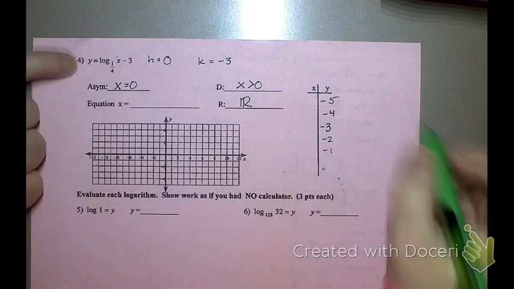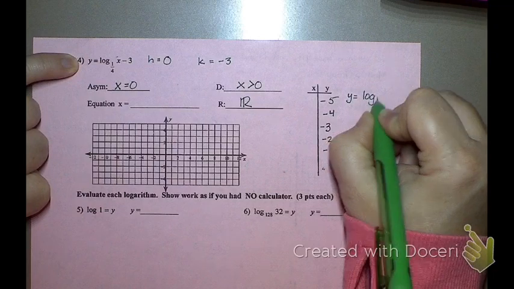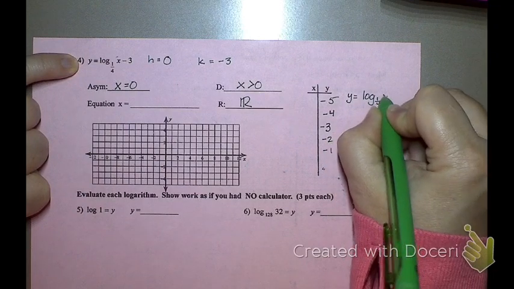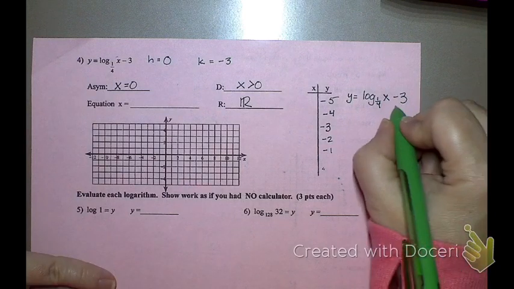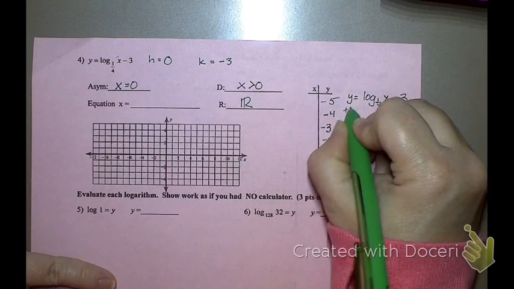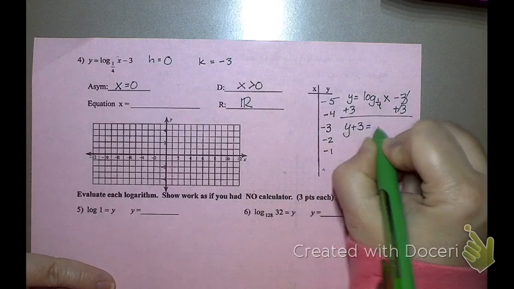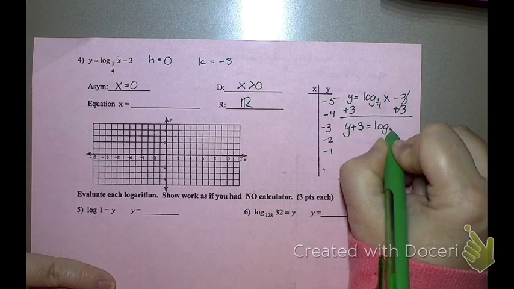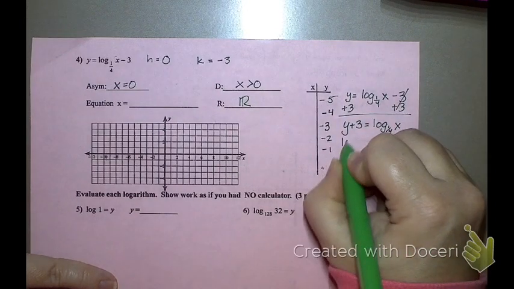And now let's do some rearranging. So I have y equals log base 1/4 of x minus 3. What do I do first? Add 3. So I have y plus 3 is equal to log base 1/4 of x. And I'm going to write the log on the left so I can go to exponential form.